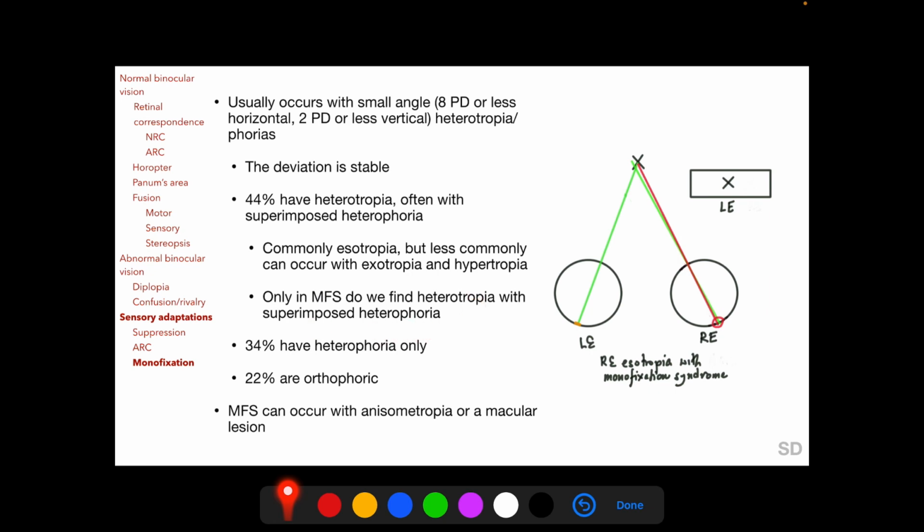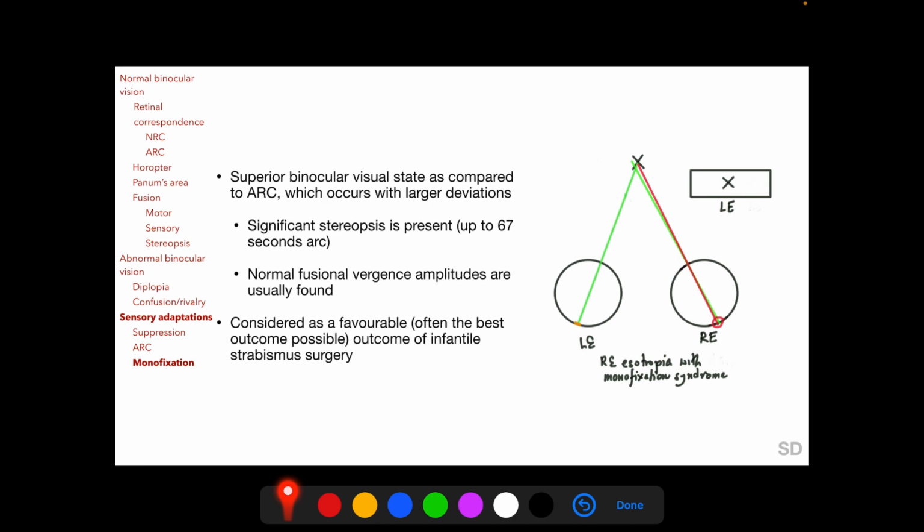In addition to strabismus, monofixation syndrome can also occur with anisometropia or a macular lesion. Monofixation syndrome is said to be a superior state of binocular vision as compared to anomalous retinal correspondence, which occurs with larger deviations. Because despite a central scotoma, significant stereopsis is present in monofixation syndrome, up to 67 seconds of arc having been reported. And normal fusional vergence amplitudes are also found in monofixation syndrome. We will be discussing vergence amplitudes in the session on evaluation of strabismus.